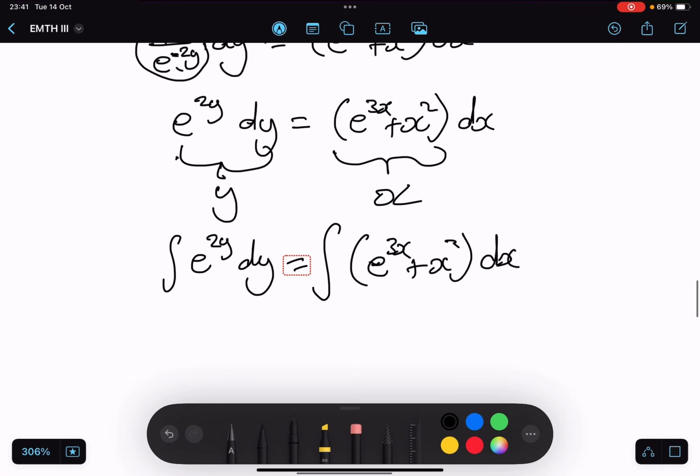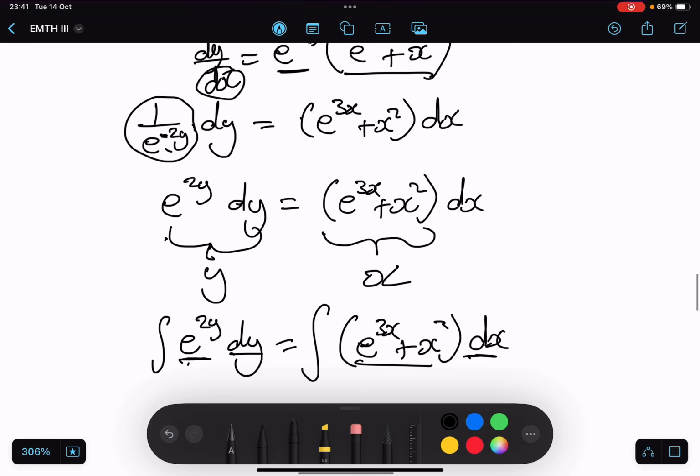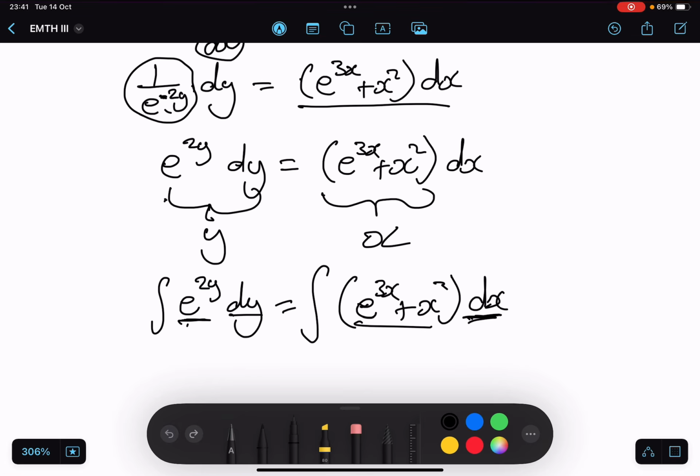And when you're looking at this, we are treating this function with respect to y, this function with respect to x. So that's why it's important when you're separating variables, you make sure that every term with the y variable is on one side, every term with the x variable is on the other side. When integrating, we're integrating with respect to one certain variable. So we're integrating this side with respect to x, and this side with respect to y. So this is very important.